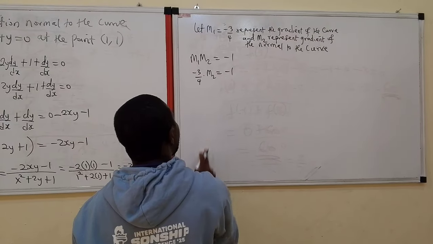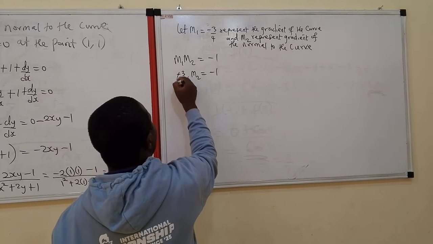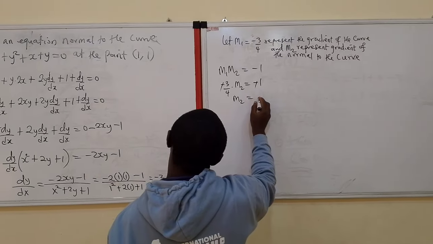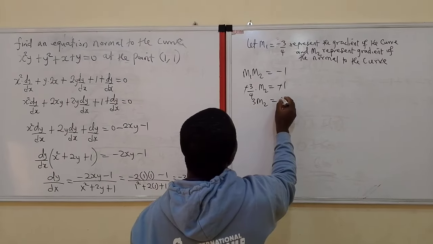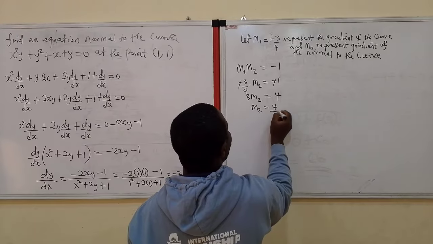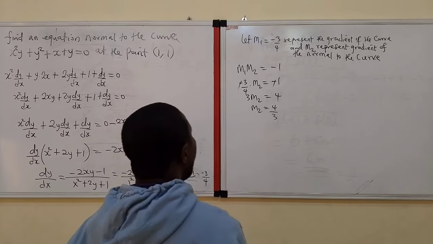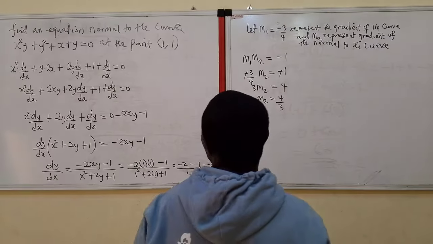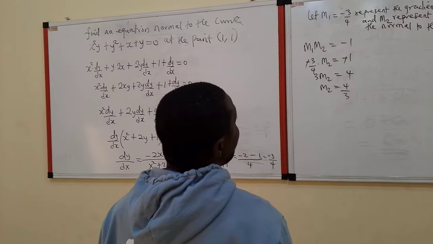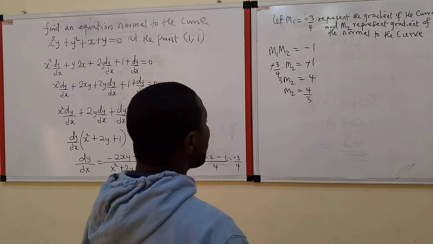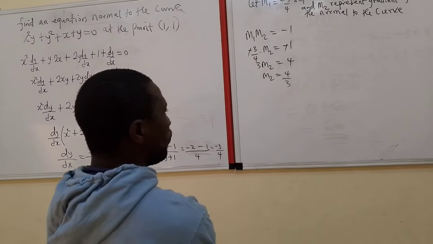I'll make m2 the subject of the formula. The minus signs cancel out, so 3m2 is equal to 4 when we cross multiply. Then m2 is equal to 4 over 3. So m2 is the gradient of the normal to the curve. Now that we know the gradient of the normal, the next thing is to look for the equation of the normal to the curve.